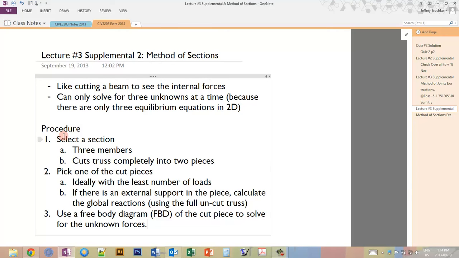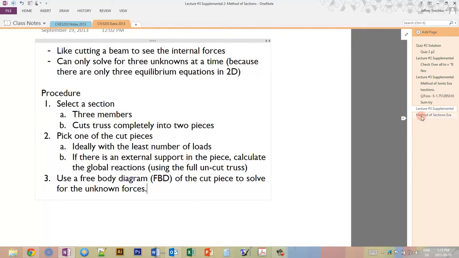But if there is an external support in that piece that you select, then you have to calculate the global reactions first using the uncut truss so that you can have that external support loading on your section for the free body diagram that you're going to draw. And then the third step is to use a free body diagram of that cut piece to solve for the unknown forces in the cut. Again, 3 at maximum.